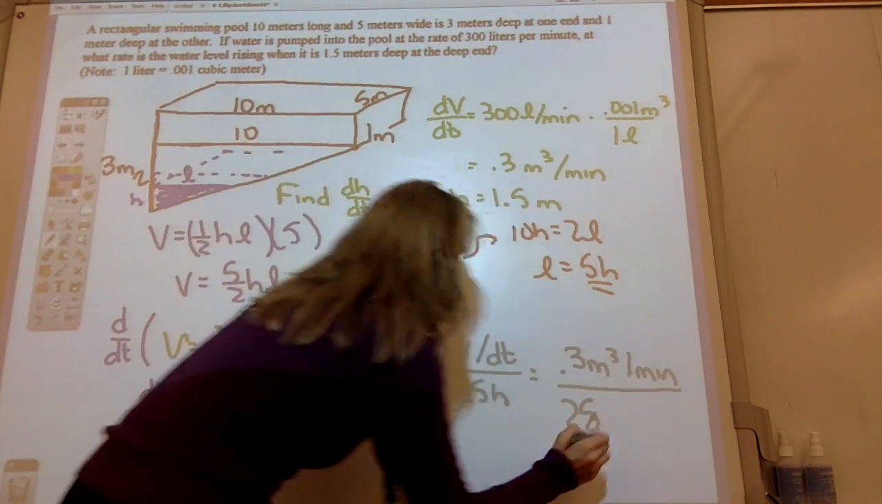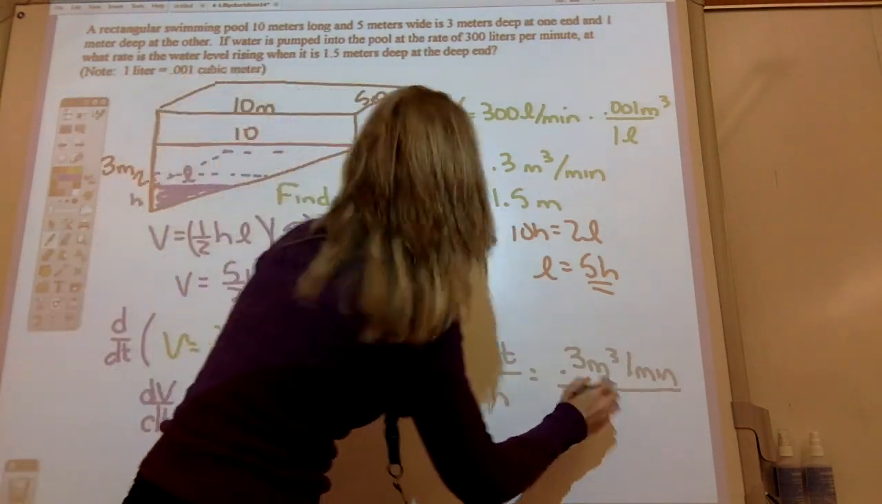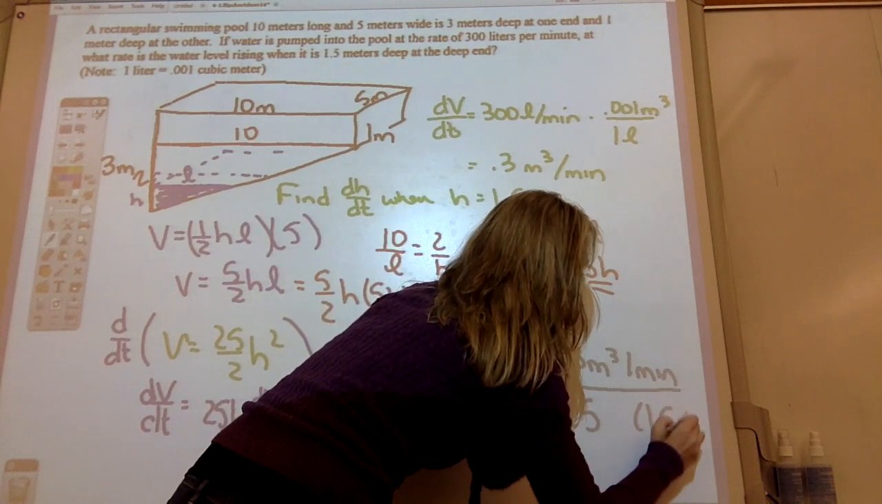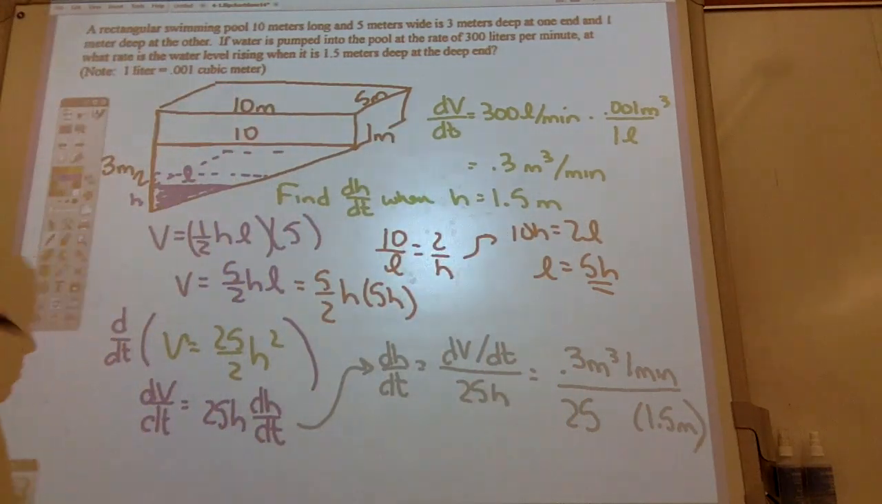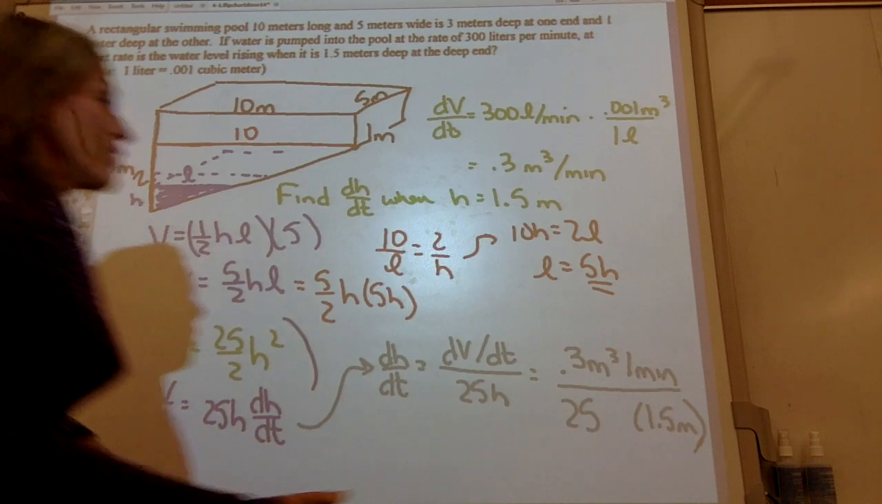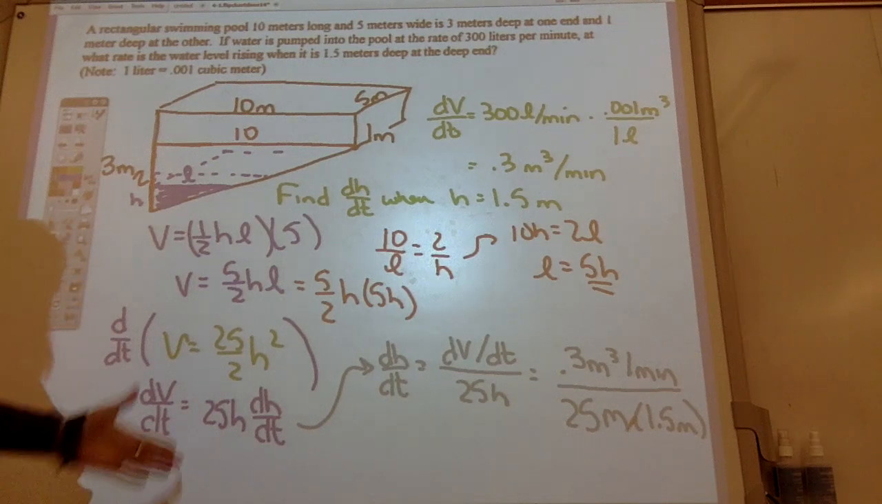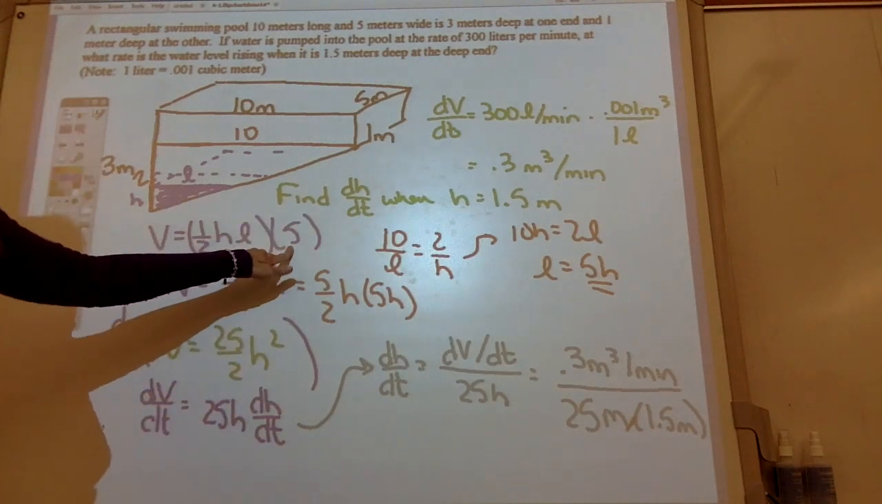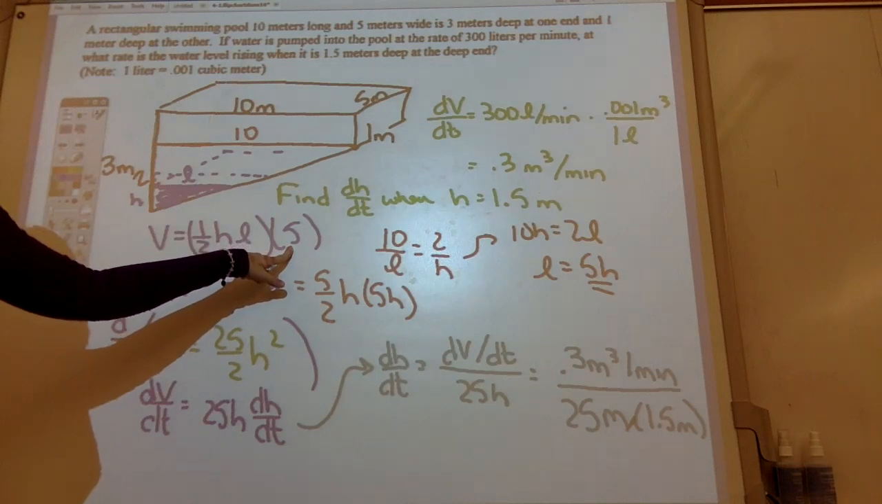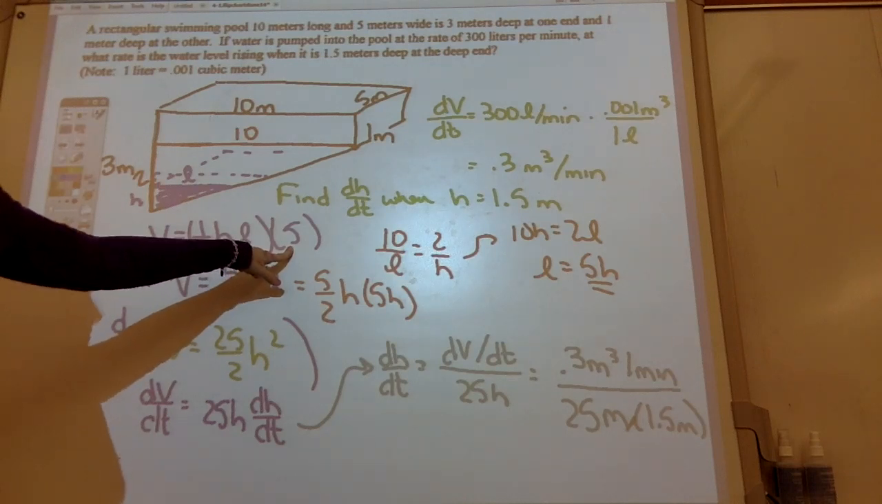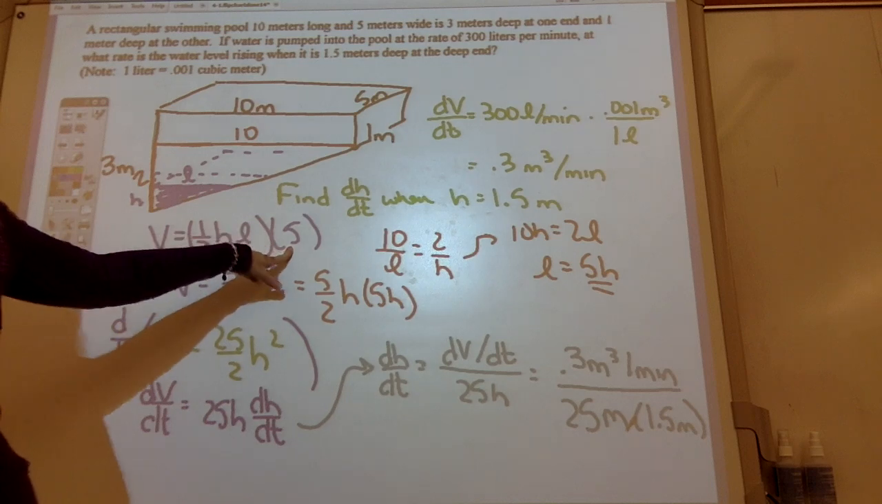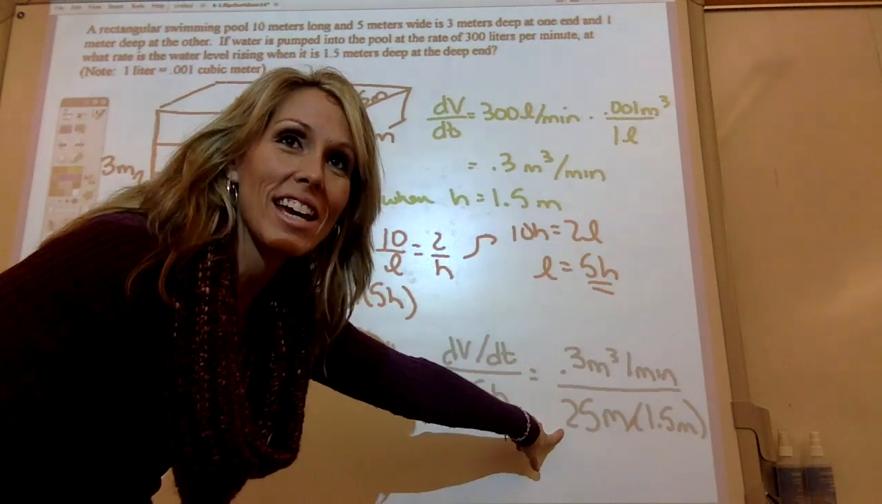Now, I'm going to leave a little space after the 25, and you're going to tell me why in a minute. 25 has a unit of meters. Very good. 25 has a unit of meters because the 5 from the volume equation has a unit of meters. So this 5 had meters with it, all coming from this side of the room.